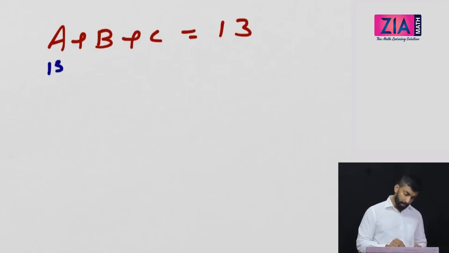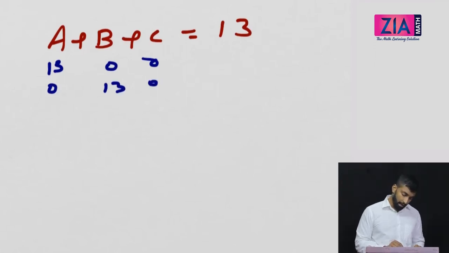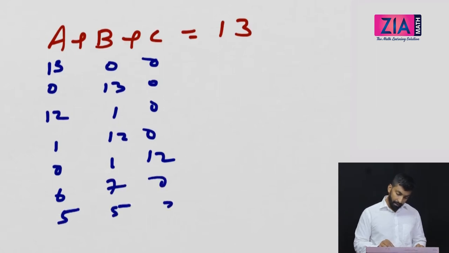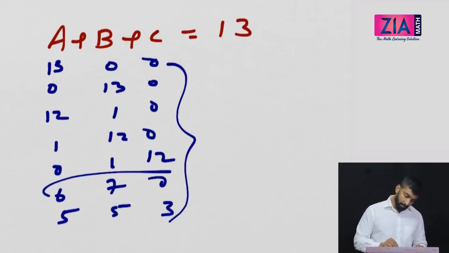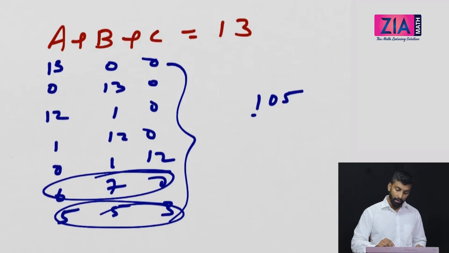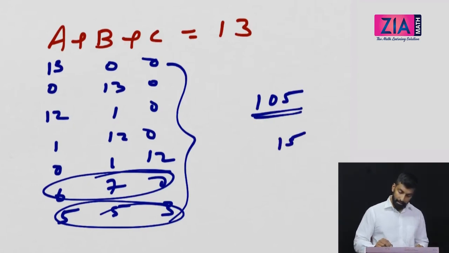You can give 13 to A, 0, 0. You can give 0, 13, 0. You can give 12, 1, 0. You can give 1, 12, 0. You can give 0, 1, 12, right? You can give 6, 7, 0. You can give 5, 5, 3. So for all these you have different ways. For this also you have different ways, right? So that's how you are actually getting a total of 105 different ways, right? 105 is nothing but 15C2.